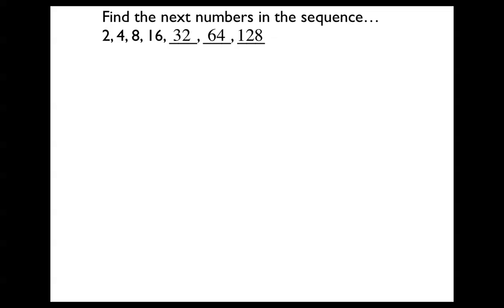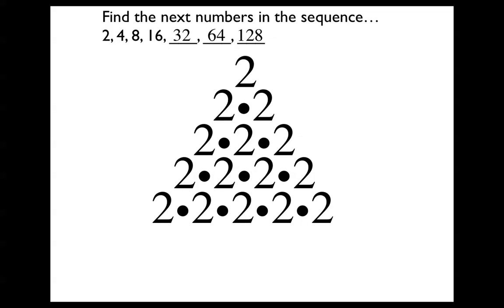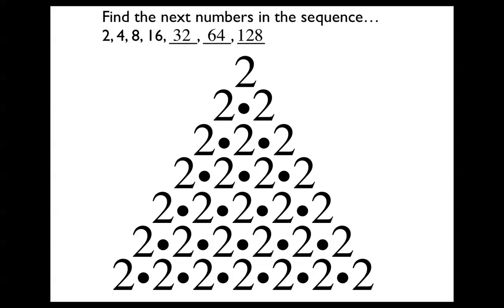In this sequence, we actually started with 2, and then we doubled that, so we had 2 times 2, which is 4. Then we doubled that, which was 8, which is 2 times 2 times 2, and then 16 was 2 times 2 times 2 times 2, and then you took 2 times 2 times 2 times 2 times 2 to get 32, and then you multiplied that by 2 to get 64, and 128 could really be written as 2 times 2 times 2 times 2 times 2 times 2 times 2, which is kind of an interesting way to write 128, I guess.